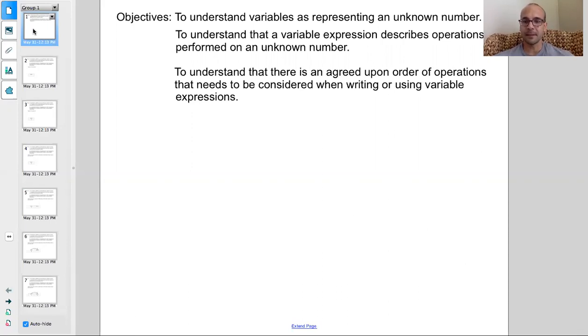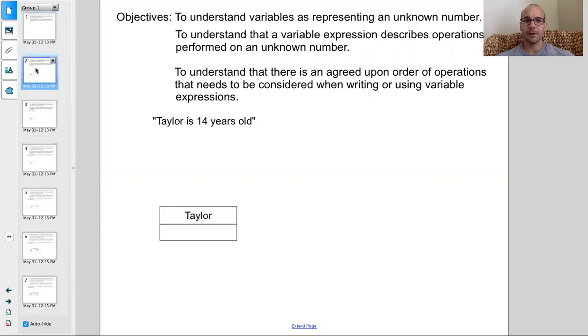But then when it starts getting added layers on it, it gets unnerving. But it just means that if we don't know the number we're starting with, then we can't possibly know the number that we're ending with. But if we know what operations we're doing, we can express that. And then the third is to understand there's an agreed upon order of operations that needs to be considered when writing variable expressions or using them. You probably have some experience with this already, but it's worth mentioning.